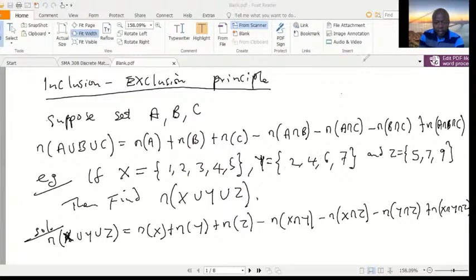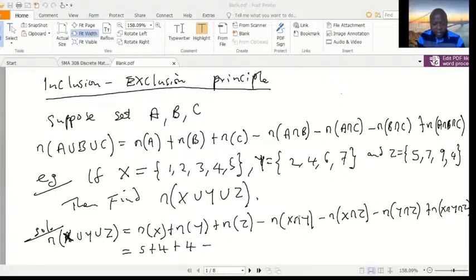So let me add one element in Z. I want to add one element here. Let me just add the element 4 here. Now, the number of elements in X is 1, 2, 3, 4, 5. The number of elements in Y is 1, 2, 3, 4. The number of elements in Z is 1, 2, 3, 4.